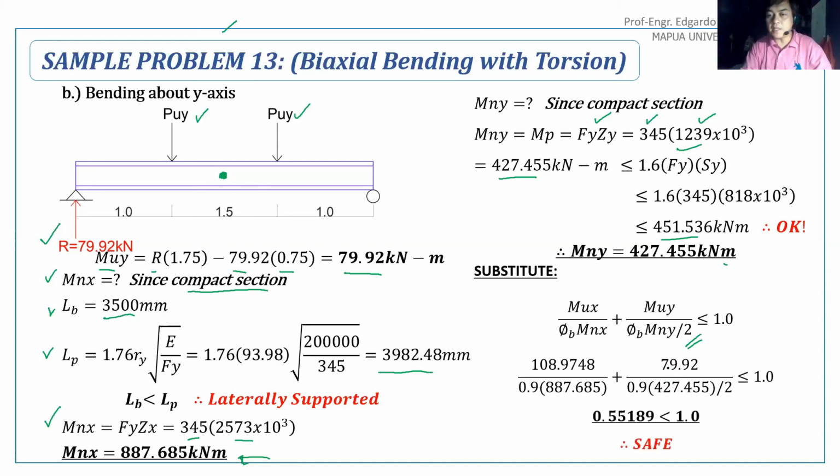So medyo hindi pa siya ganun ka-economical kasi 0.55 eh. So you could actually reduce the size of the section para siya maging economical. Okay? So ganyan yung pag-analyze ng beam natin which experiencing biaxial bending with torsion. Okay? So I hope you have learned out of this discussion. So thank you.